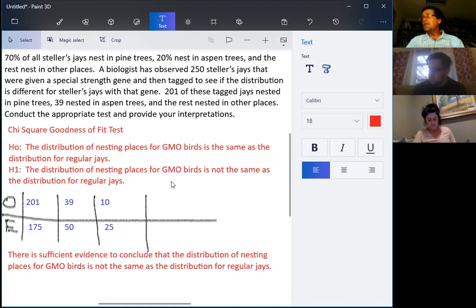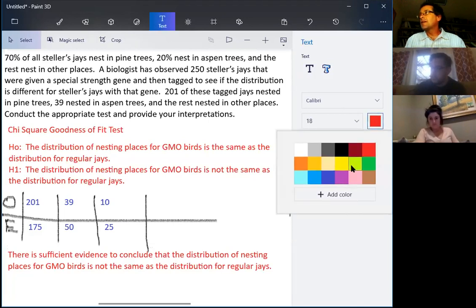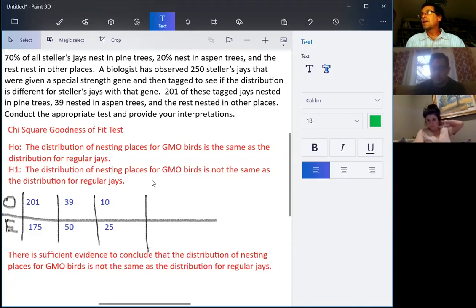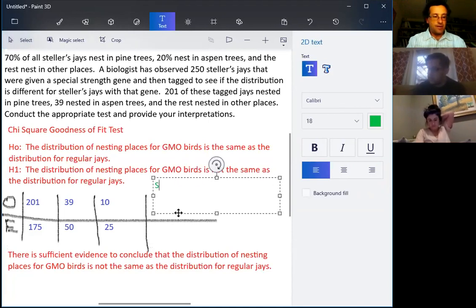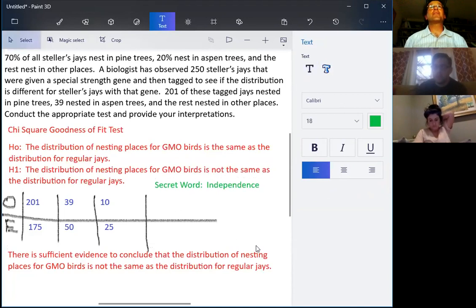Okay, let me give you the secret word, which for this one is, write it out. Independence. Okay, we learned about a test for independence.